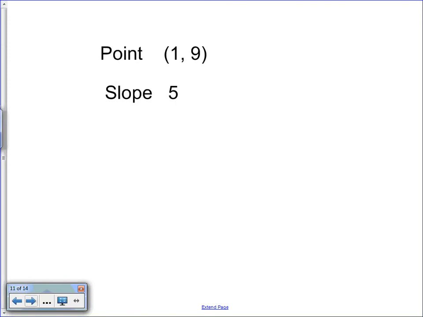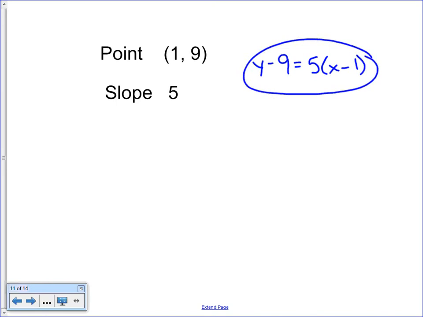So once again, a point and a slope. Give me my point slope form. So y minus y1, which is 9, equals m, which is 5, times x minus x1, which is 1. And there doesn't even need to be any simplifying for that one.